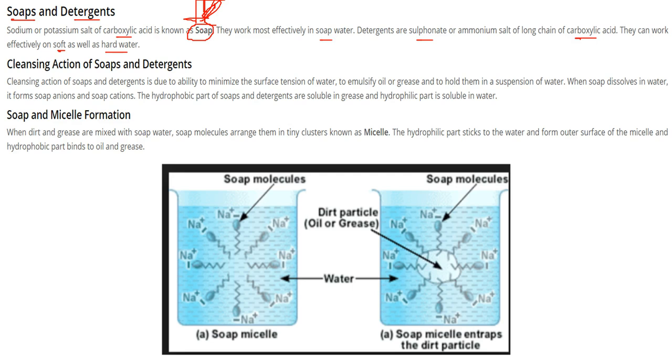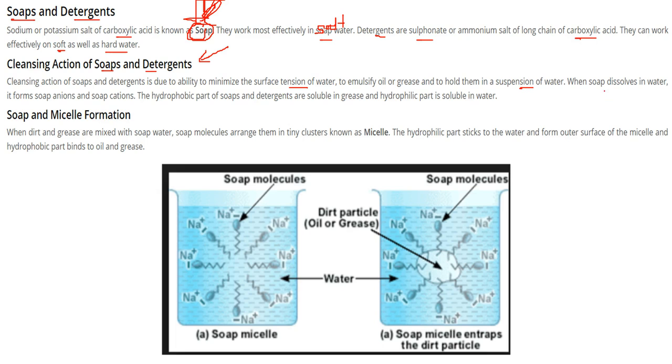So soap works on soft water, but detergents can work on soft as well as hard water. So what is the action of soap and detergent, and how do they actually clean things? The cleansing effect of soap and detergent is because of the ability to minimize the surface tension of water, because the body and the clothes have grease and dirt. It minimizes the surface tension of water in order to emulsify oil or grease, and holds them in suspension in water.